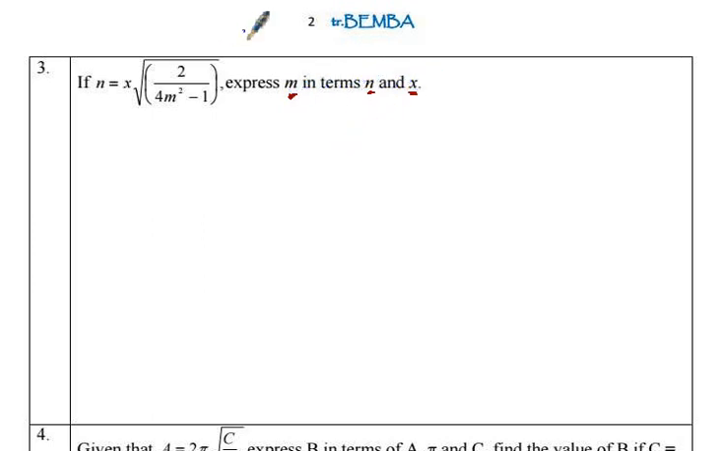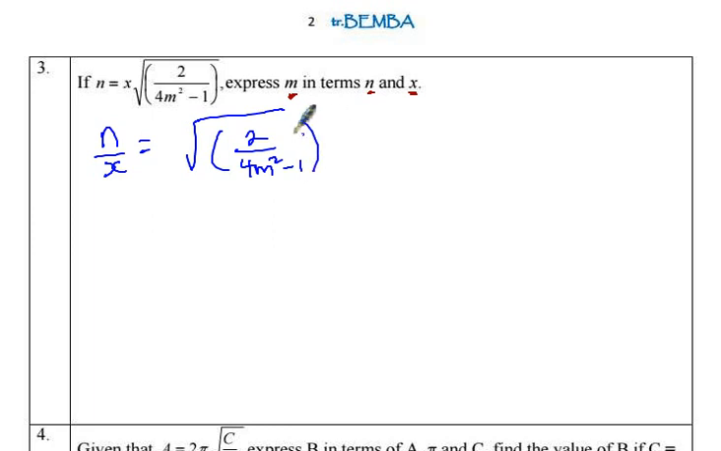So we want to make m to be the subject. So looking at this given equation, what should be the first step? When we look at this x, it has no m, we don't have m on this side. So we can decide to divide on both sides by x. So our first step can be n out of x, when I divide by x on both sides, is equal to square root of 2 out of 4m squared minus 1.